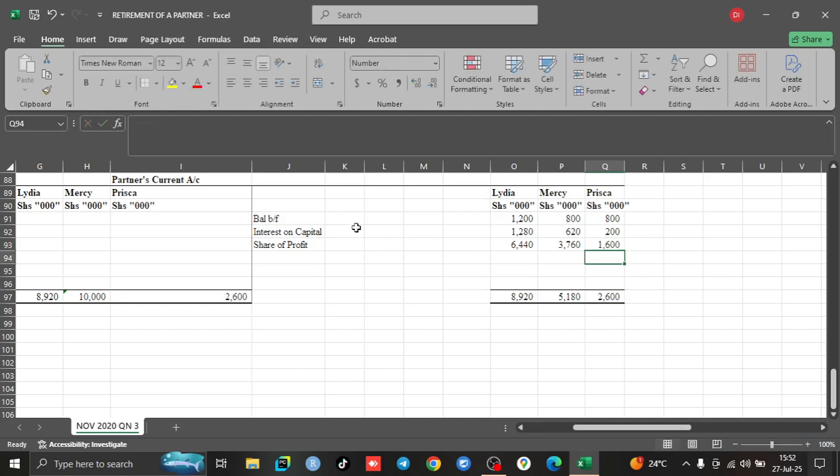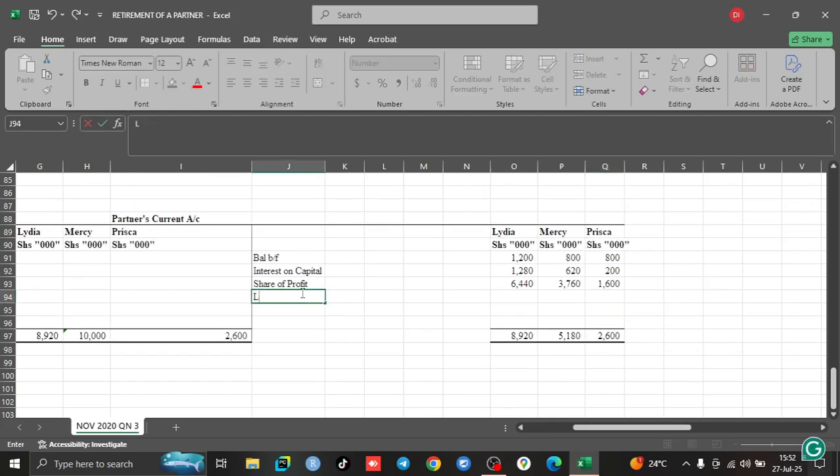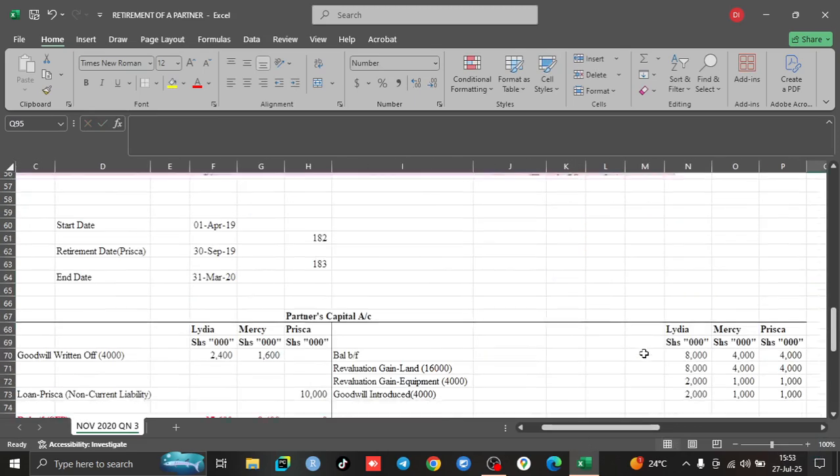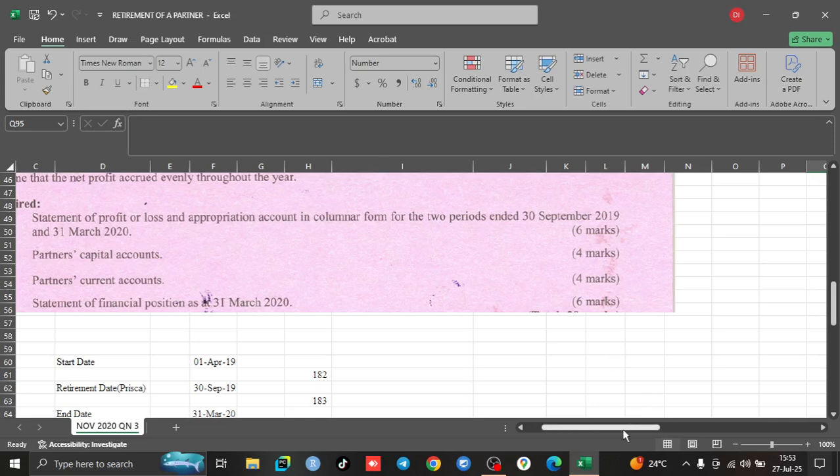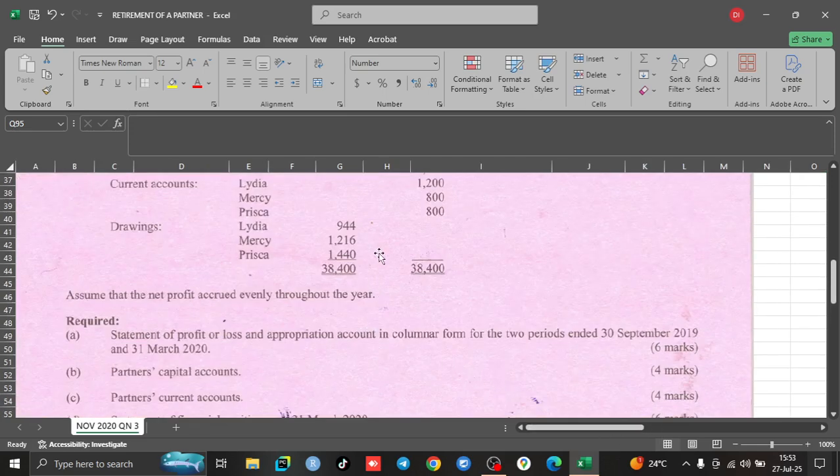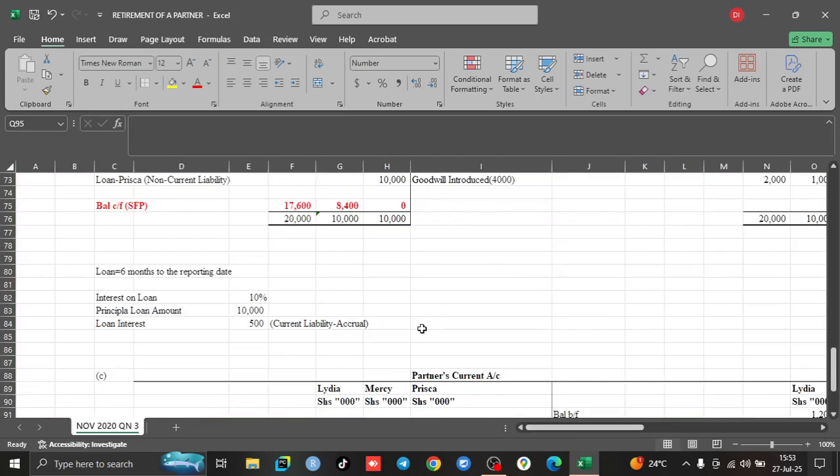So we are also going to include our loan interest, because loan interest is due to Priska. She gave us a loan, she's entitled to the interest, and that loan interest is for 500 shillings. Do we have any drawings? Let's see. In case of any drawings, we indicate them on the debit side. Drawings are there, 944, 1216.